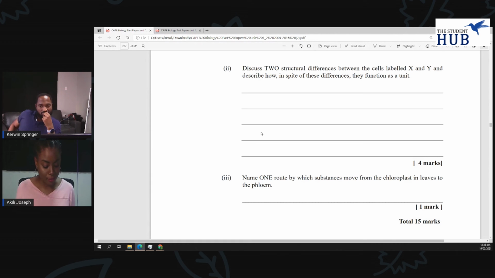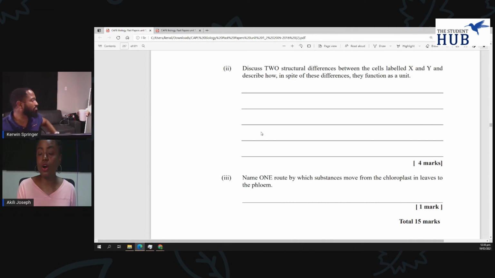So one structural difference is that the companion cell has the nucleus, whereas the sieve tube element does not. The companion cell has ribosomes, while the sieve tube element does not. So again, any one of those organelles that the sieve tube element is lacking, that the companion cell has, you can identify as a structural difference, right?